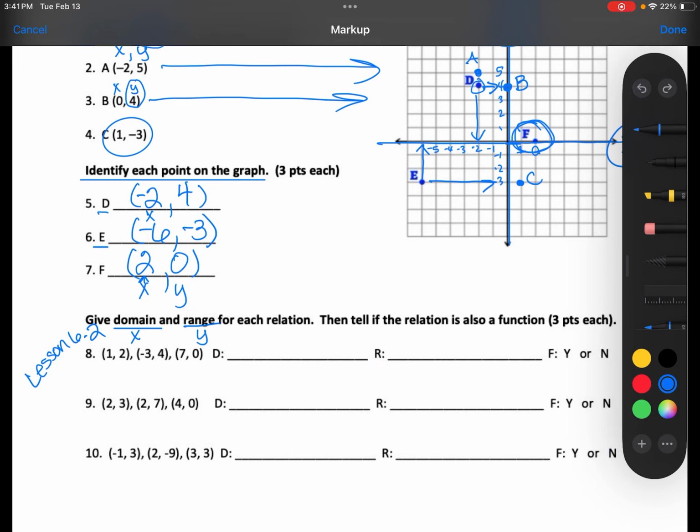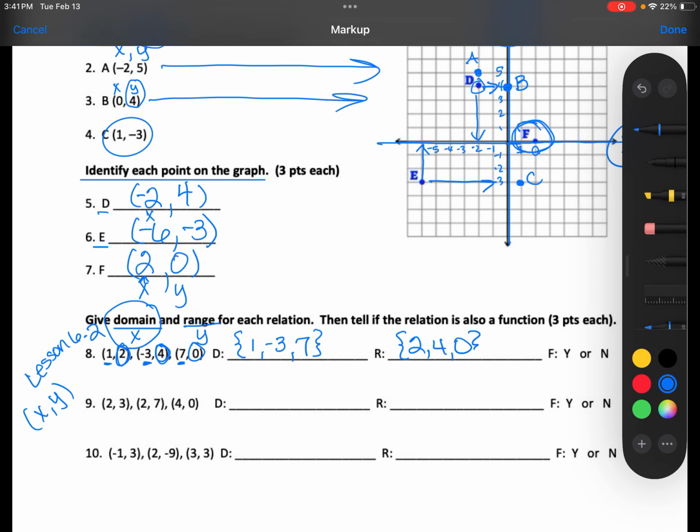So if the domain is X, then that means all these X's, 1, -3, and 7, are my domain. So this is the way you write it: 1, -3, 7. You could also put them in order from least to greatest, but I don't take off points for either one. And then my range, the R right here, is the Y. So remember, when you're doing an ordered pair, it's X, Y, right? So I have 2, 4, and 0. So when I write my range, I'm going to write 2, 4, and 0.